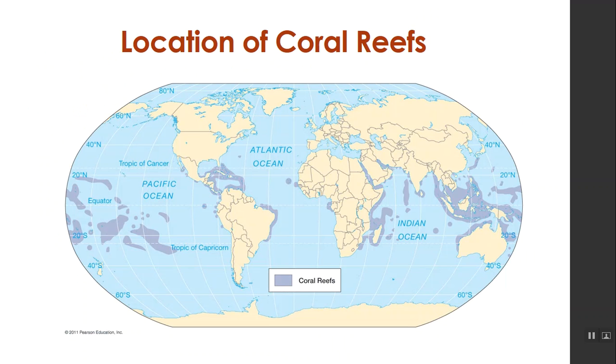So the location of coral reefs, right, they're only in the tropics. You can see here, somewhere between the Tropic of Cancer and the Tropic of Capricorn, going a little bit south of the Tropic of Capricorn and a little bit north of the Tropic of Cancer. But basically the tropics is where we're going to find coral reefs. In the United States, we have some around Hawaii, but it's in the Florida Keys, really, that we have our only coral reefs.